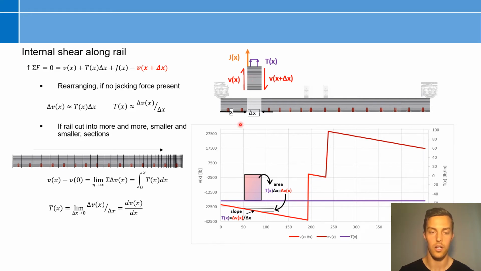And what you can do is cut the rail into smaller and smaller sections to yield a better and better, more accurate solution. So if you were to add up all those small changes in the shear and do that as you approach an infinite amount of times, that gives the definition of an integral and derivative, which might look familiar if you've ever taken a calculus class.